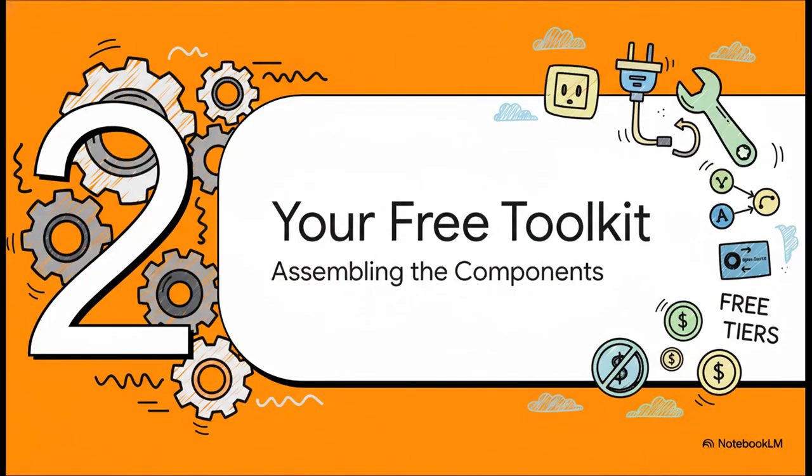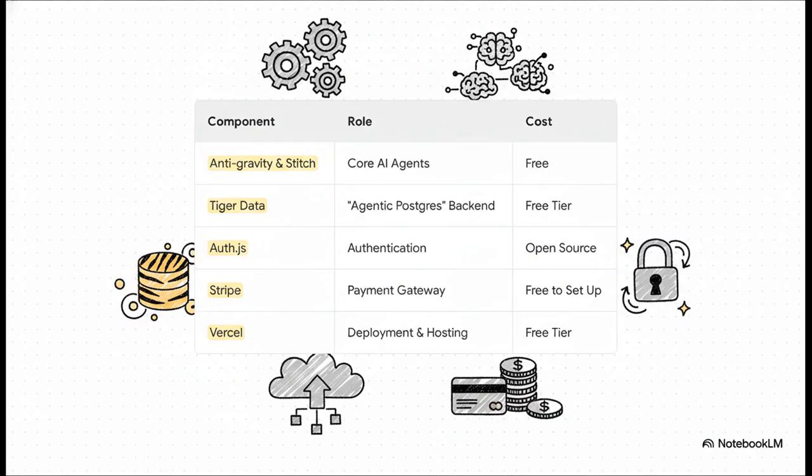But here's the thing. Anti-Gravity and Stitch don't just work in a bubble. They're designed to plug into this really specific ecosystem of tools that are powerful, open source, and, this is the best part, have free tiers that are more than enough to get your project off the ground. So let's just run through the whole stack here. You've got your core AIs, Anti-Gravity and Stitch. They're free. For your database, you've got Tiger Data, which gives you something called Agentic Postgres, basically a database that's smart enough for an AI to talk to. It has a free tier. For logins and security, the open source Auth.js, payments, Stripe, and hosting, Vercel. Every single piece of this puzzle lets you get started for free.